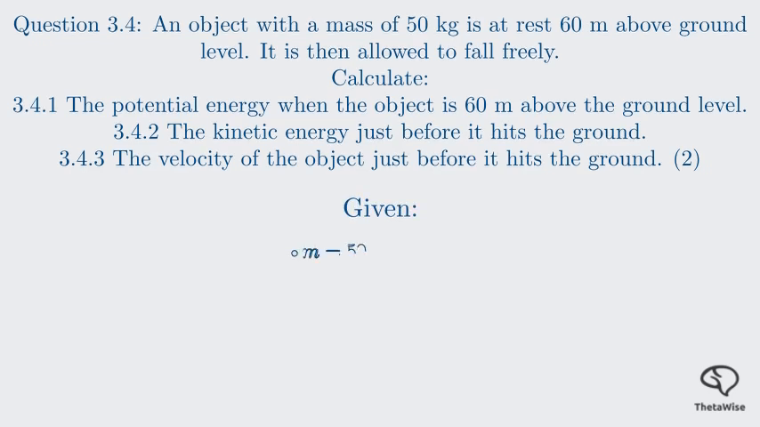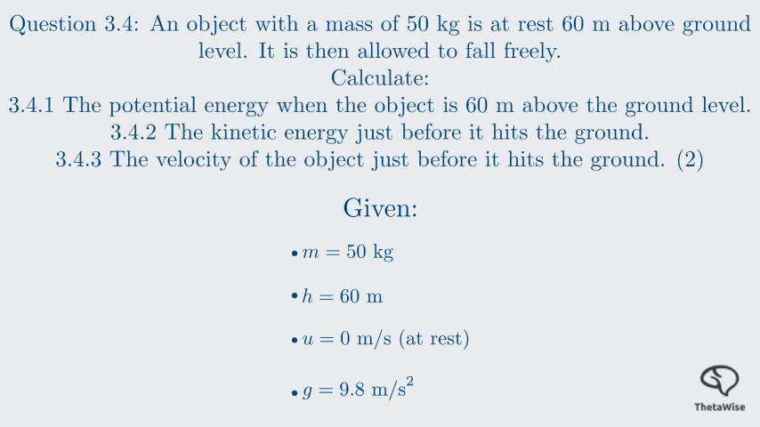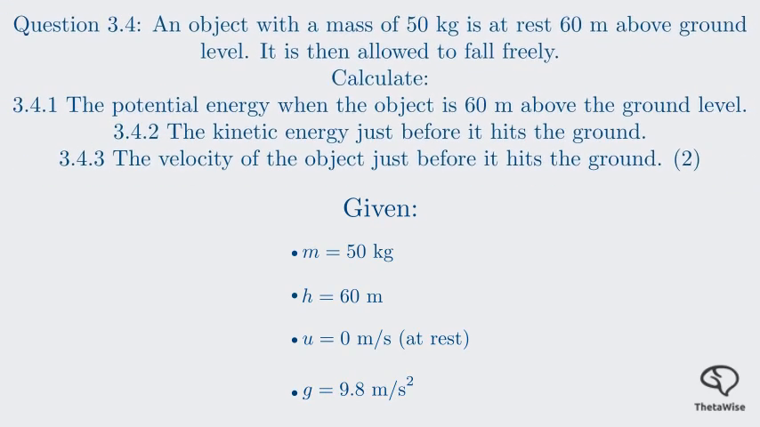The mass, m, is 50 kilograms. The initial height, h, is 60 meters. The initial velocity, u, is 0, since the object starts at rest. We also need the acceleration due to gravity, g, which the problem instructions tell us to take as 9.8 meters per second squared. Let's begin with part 3.4.1.